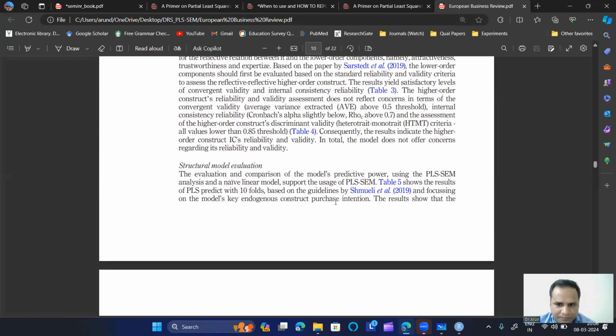So let me read the line, my friends. See here: the evaluation and comparison of the model's predictive power using the PLS-SEM analysis and the naive linear model support the usage of PLS-SEM. Straight away in the first line, they have jumped to the validity of the model. Normally, people talk about structural paths and all those things, R square and all. No, forget this. Straight away, the predictive power using PLS-SEM, and they found that the usage of PLS-SEM is supporting their results. Table 5 shows the results of PLS predict with 10 folds based on guidelines by Shmueli et al. By the way, this is the paper which you will cite whenever you are establishing the predictive relevance of the model and focusing on the model's key endogenous construct.